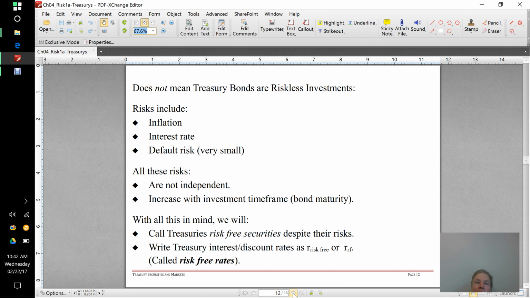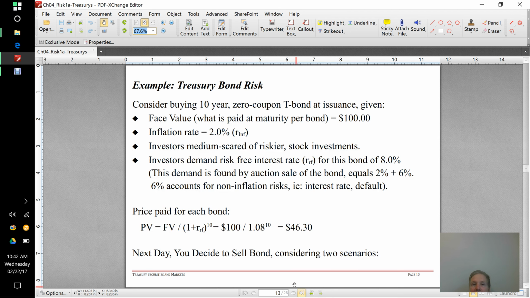So with all of this in mind about treasuries, we're going to call treasuries risk-free securities despite their very real risks. And so when we're using treasury interest rates or discount rates in equations, we're going to mark them as R risk-free, or for short here, RRF, okay? And we call them risk-free rates.